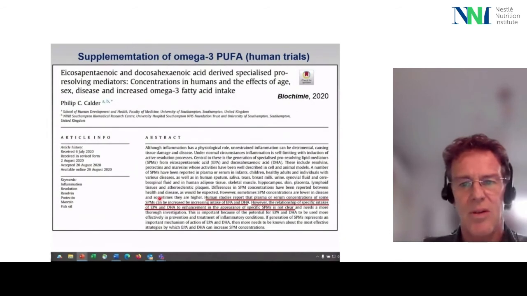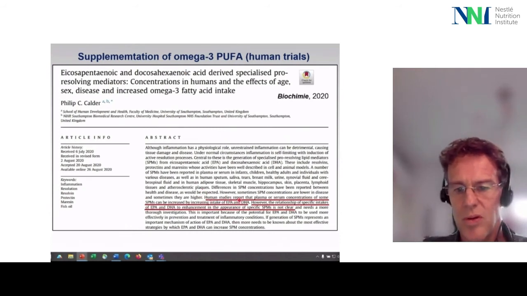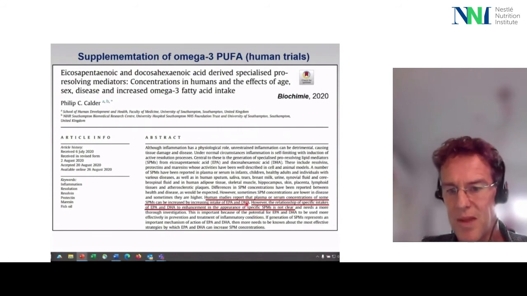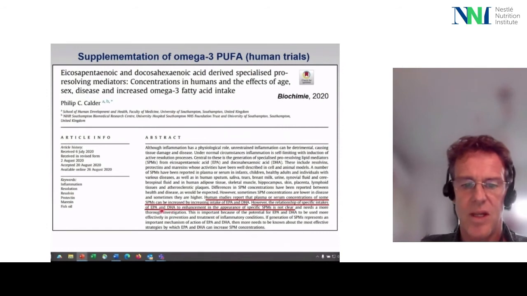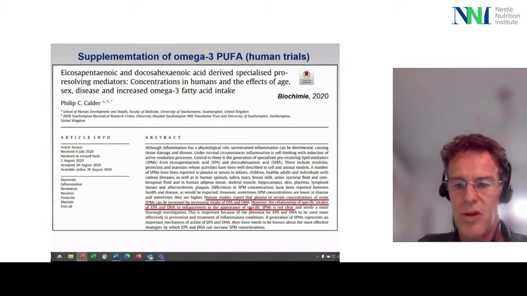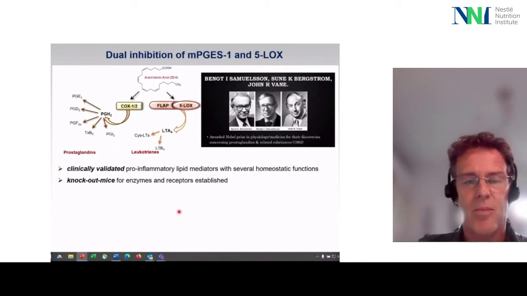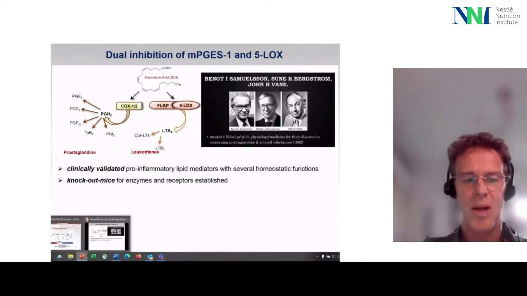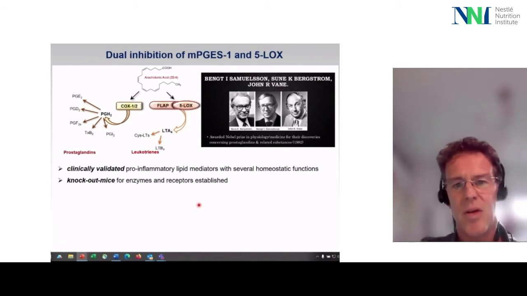So here we have a recent review article by Phil Calder, who is an eminent scientist in omega-3 fatty acids, and I want to cite his opinion here. Human studies report that plasma or serum concentration of some SPMs can be increased by increasing intake of EPA and DHA. However, the relationship of specific intakes of EPA and DHA to enhancement in the appearance of specific SPMs is not clear and needs a more thorough investigation. So therefore, we believe that possibly drugs that influence the lipid mediator pathway may be very useful here.